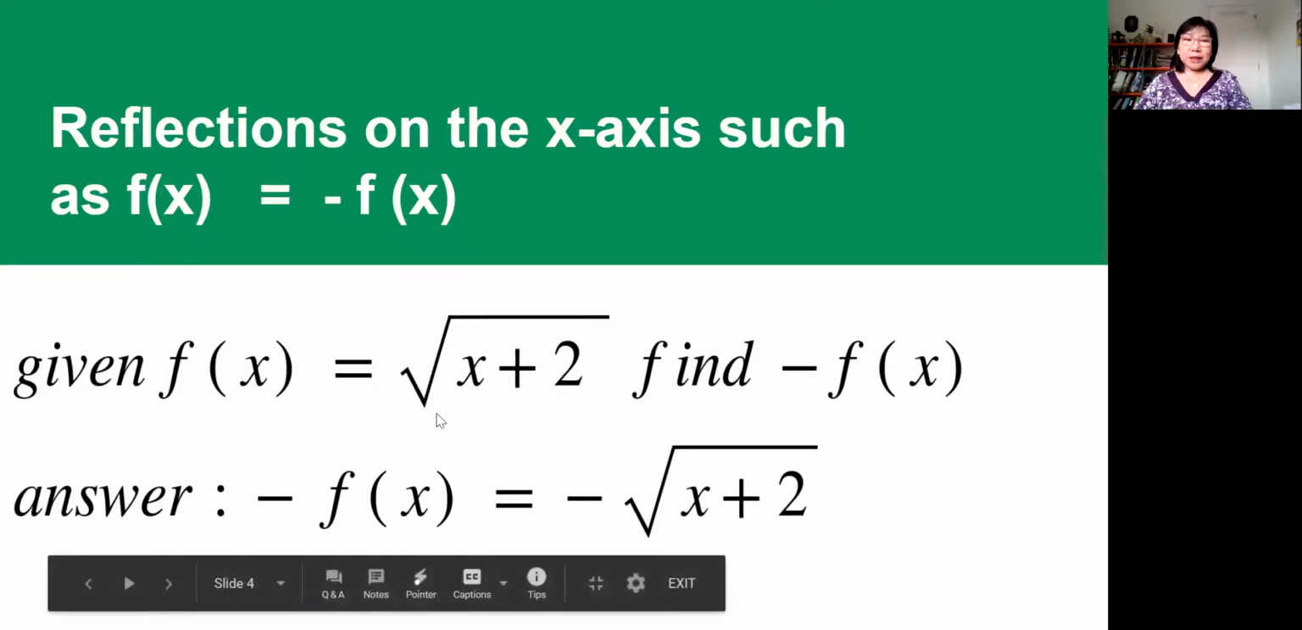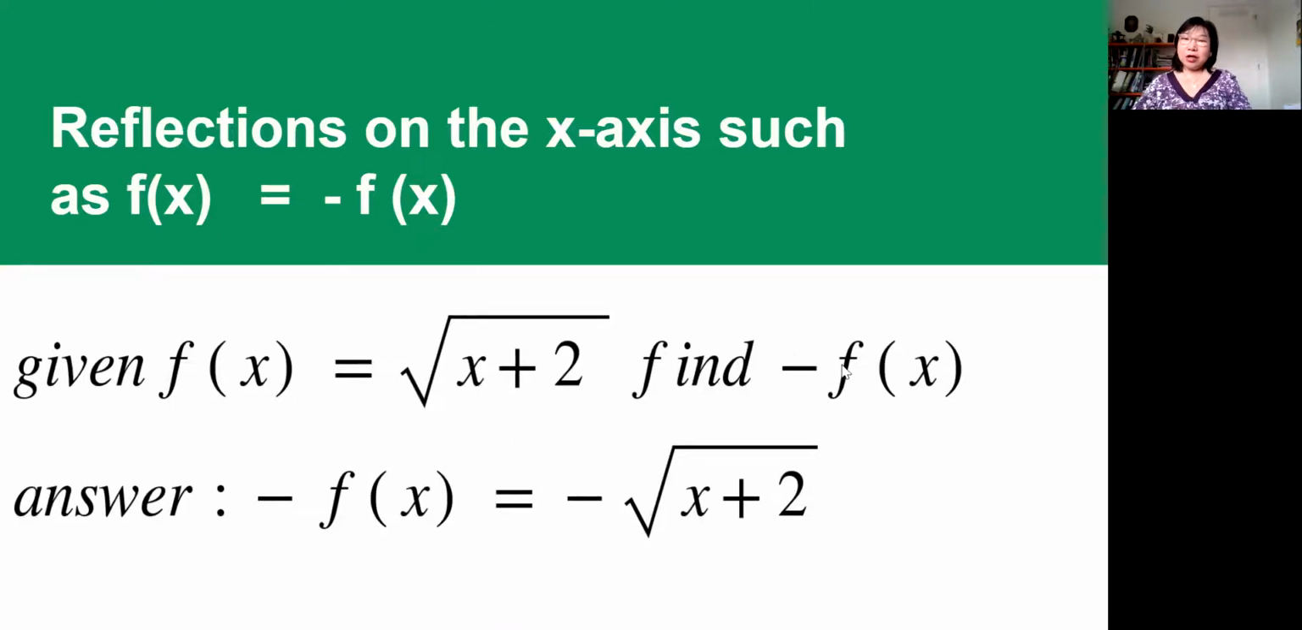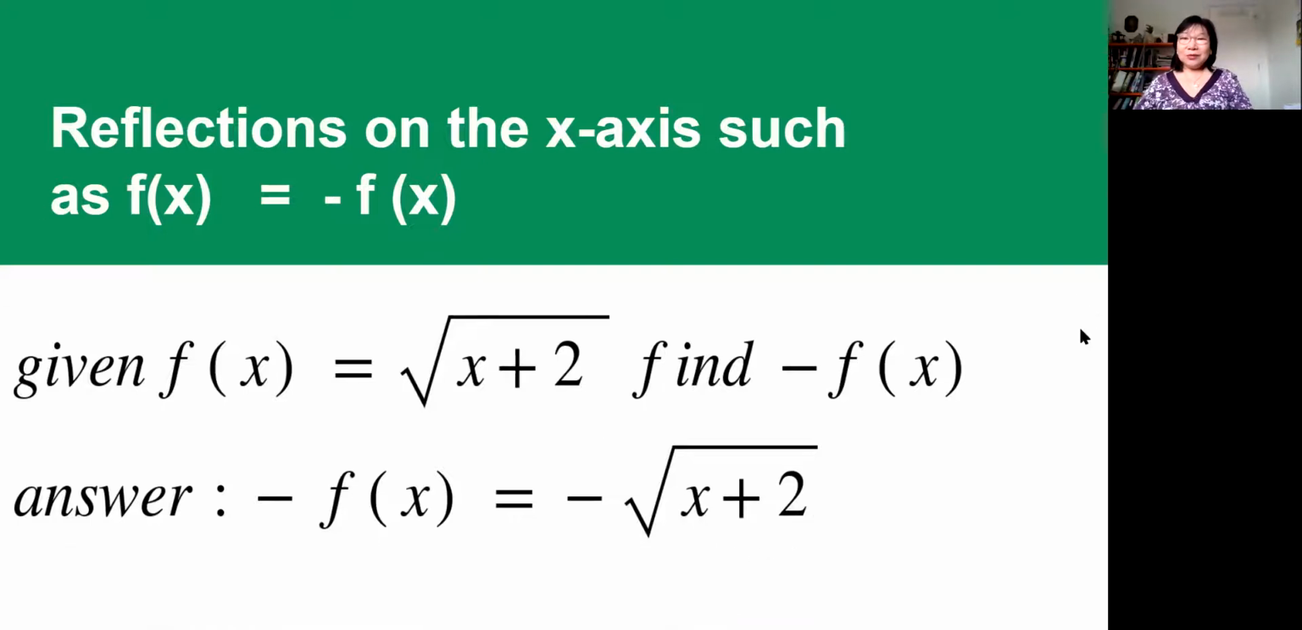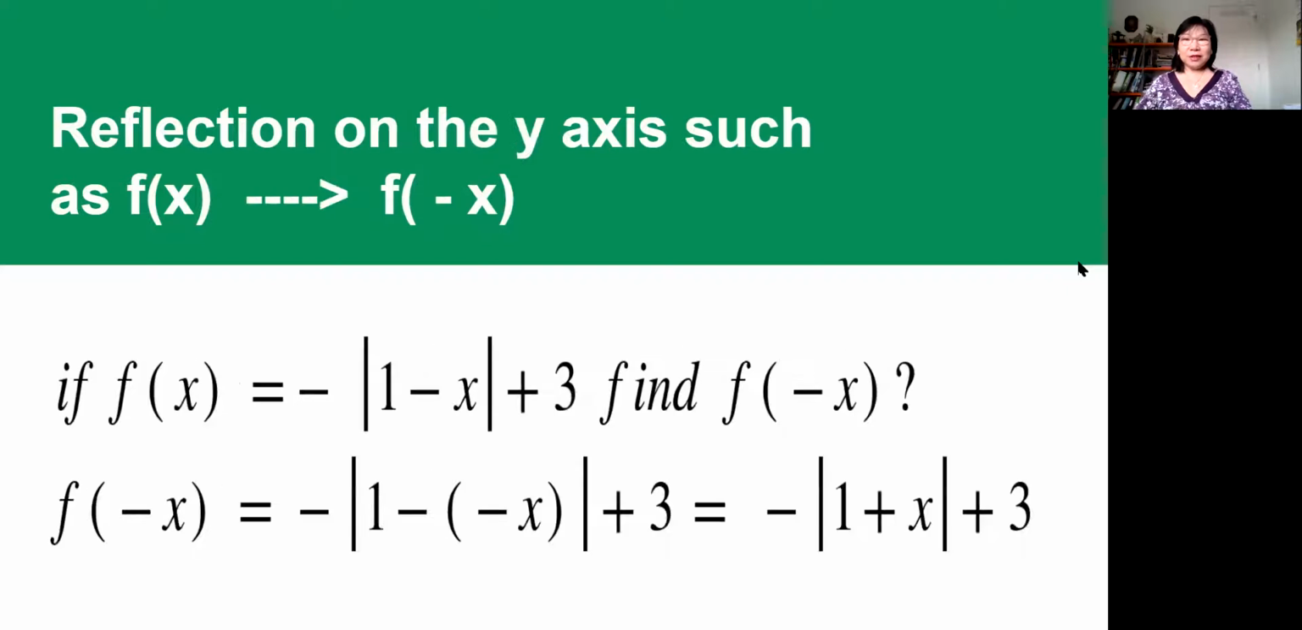So given f of x, for example, if I give you the function f of x, this is the radical function, the square root of x plus 2. Now we're going to find the transformation of this function, minus f of x. And the answer will be, you will apply this negative in front of the whole function. So square root of x plus 2 will become minus square root of x plus 2. Let's get into the next transformation.